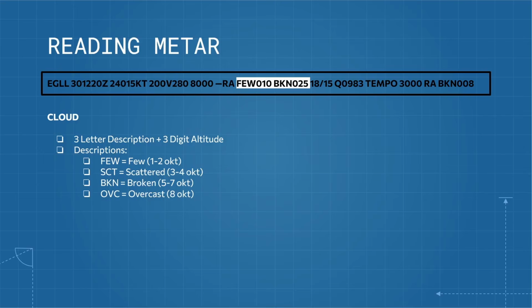So our first example is FEW010. This indicates that there are 1 to 2/8 of cloud coverage at an altitude of 1,000 feet. And then our example is BKN025, indicating a broken layer of clouds at 2,500 feet. There is also the non-standard descriptor NCS, standing for no significant cloud.